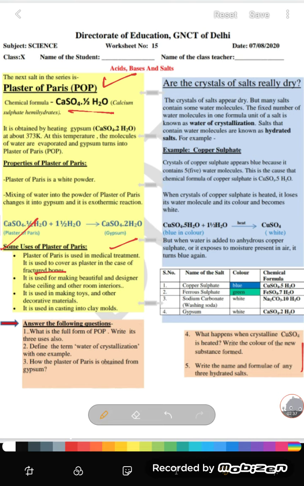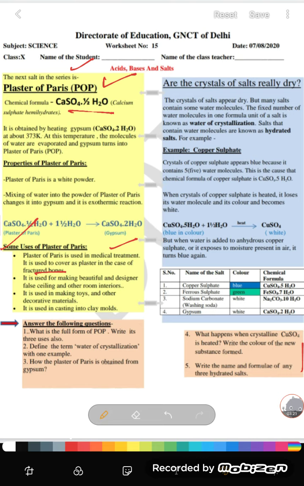It is used for making beautiful and designer false ceilings and other room interiors. It is used in making toys and other decorative material. It is also used in casting clay models. So this is all about the uses of plaster of Paris, and this was the last compound in that series of compounds from NaCl. Students, a very small topic is left.